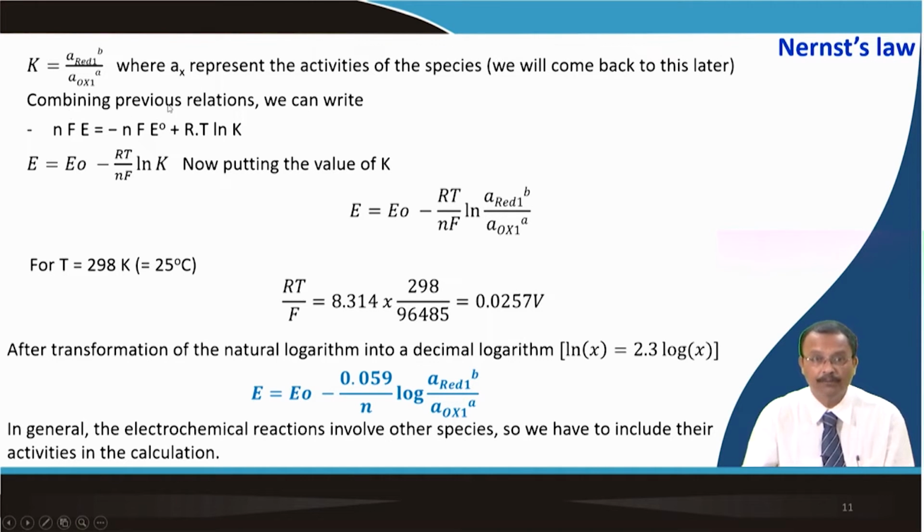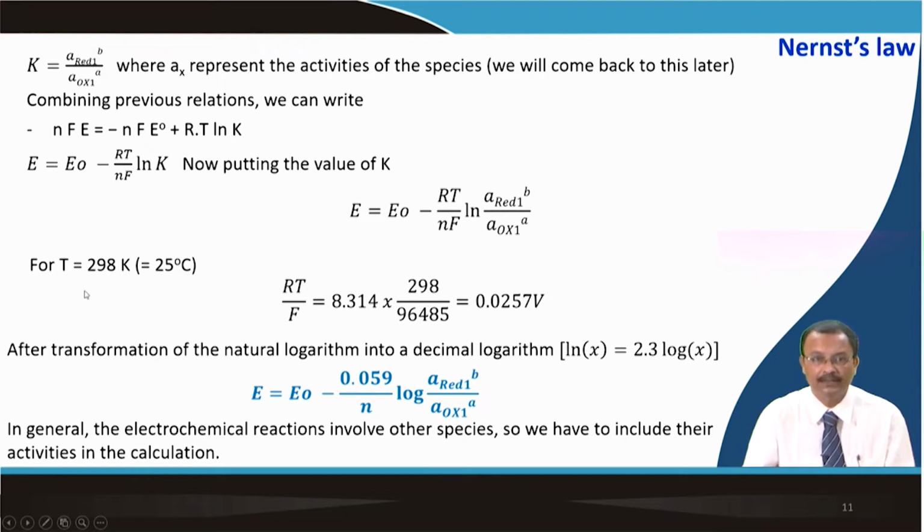You can combine the previous relations: we put the value for del G Rxn, and this is the standard case plus RT ln K. Now from this relation you can work out the actual value of E as E 0 minus RT by nF into ln K. Now you can put the value of K here from this relation. So, E equals E 0 minus RT by nF ln of a reduction by a oxidant.